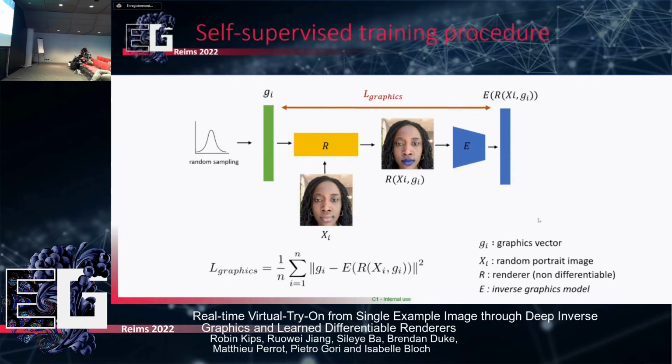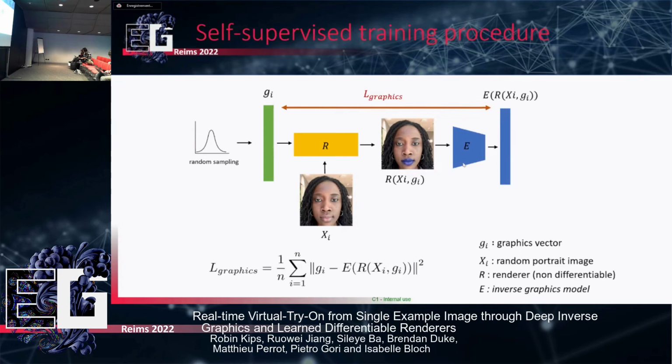The training procedure is the following. It is trained self-supervised because we have the renderer. We can randomly generate some graphic codes that we feed to the renderer. We have a source image without lipstick, and the renderer generates the source image with the lipstick corresponding to the generated parameters, which are just sampled parameters. Then we have our encoder, and our encoder predicts what should be the original graphic code that generated the lipstick. For training, because we have sampled the graphic code, we can match what the encoder predicted to the original graphic code.